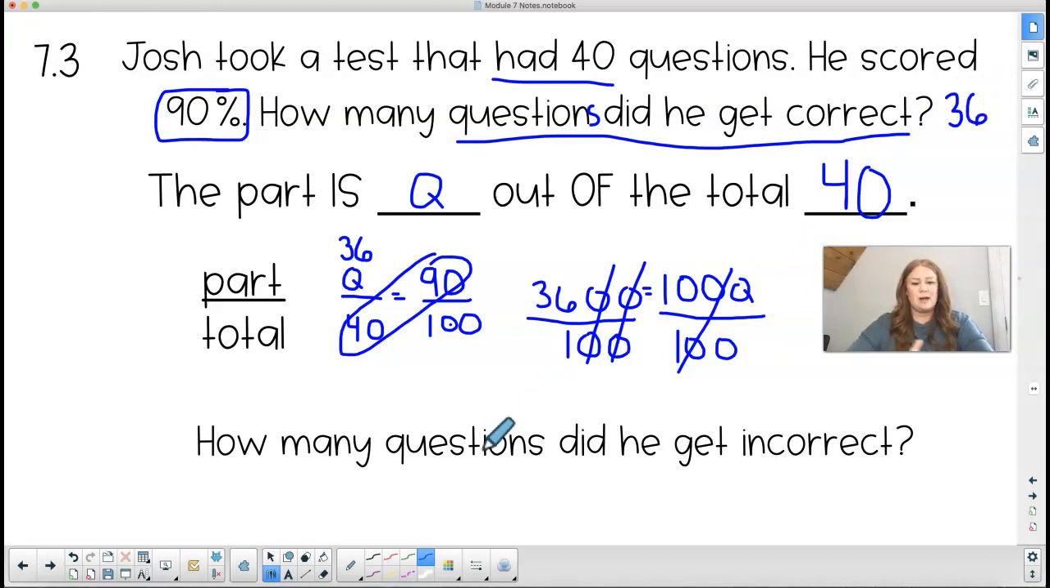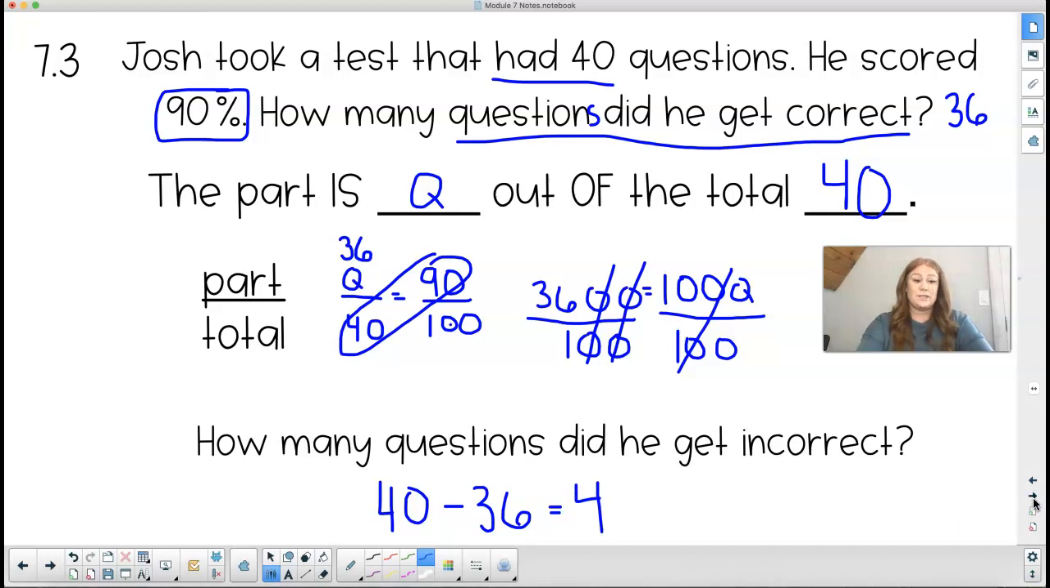And I can also answer how many questions did he get incorrect now. So he got 36 out of 40 right. So that means he missed, 40 was the total. He got 36 right. So if I take those 36 away, that will give me the other 10%, which is 4. So we got 4 questions wrong, which is 10%, because 10 plus 90 is 100. And I want that 36 and 4 equals 40. So both of my pieces, the incorrect and the correct, should add up to the total.